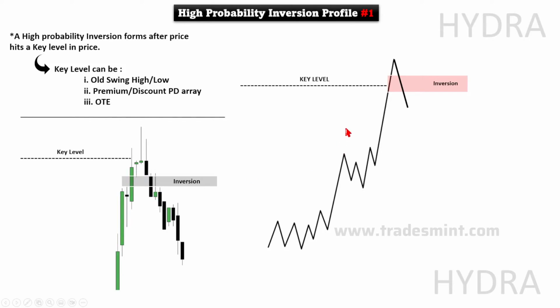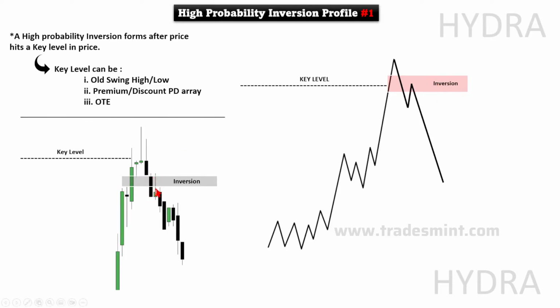So once price hits the key level, you wait for a fair value gap to get generated, then you wait for price to close a candle's body below the inversion, and then retrace back to the inversion at the next candle. You are not looking for a deep retracement. What do I mean by that? Suppose price came lower and then did a deep retracement. I'll show you examples of that, but that is not a high probability.